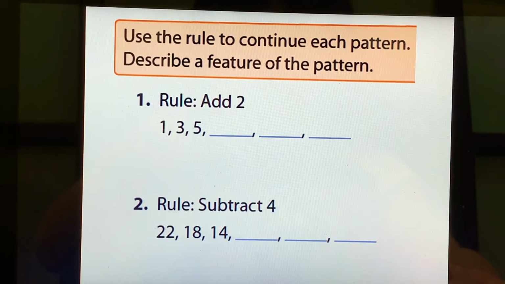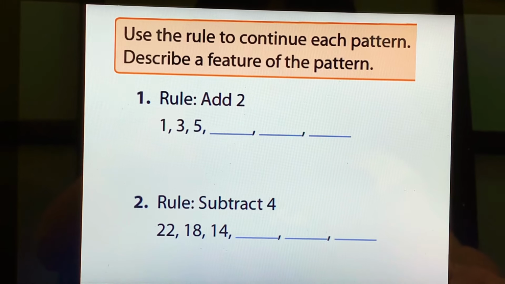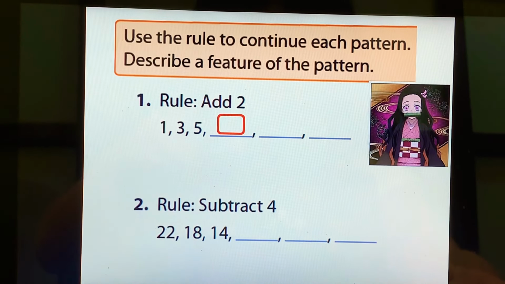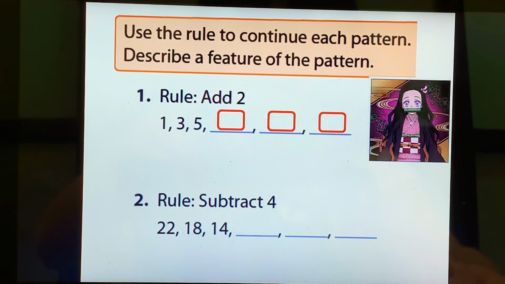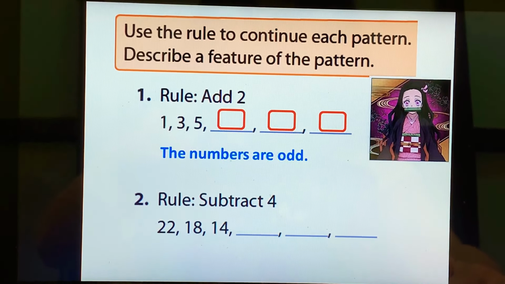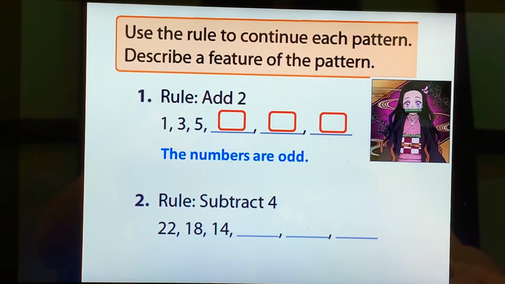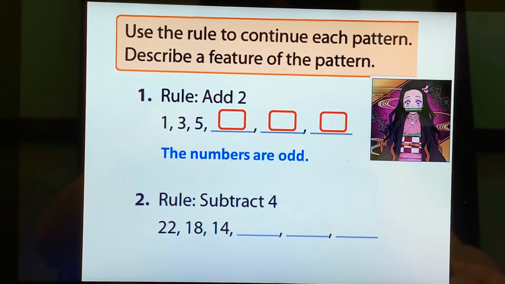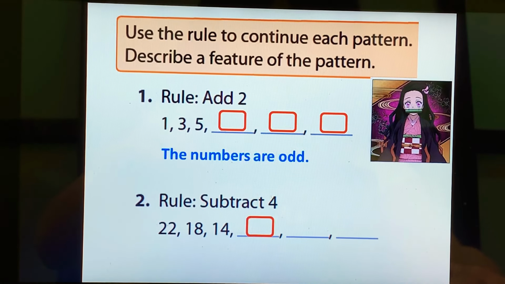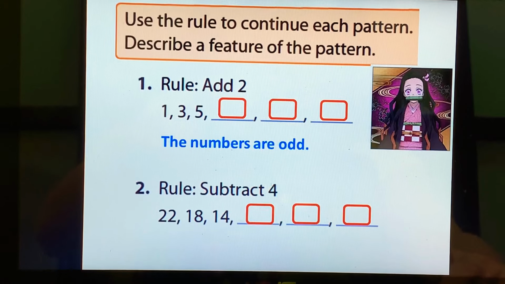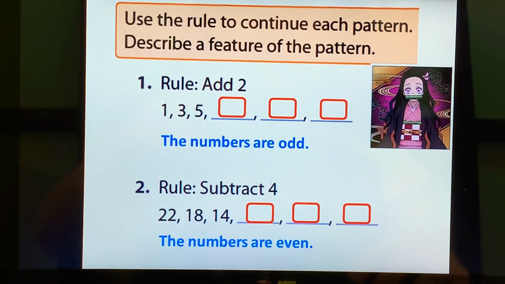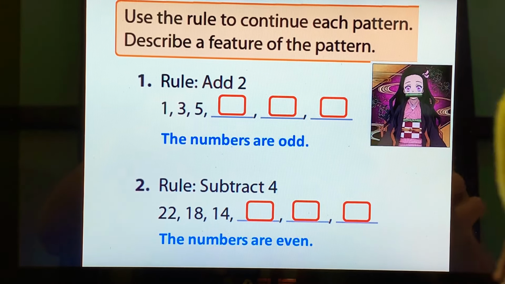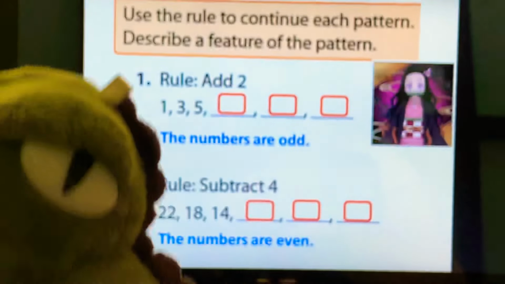Use a rule to continue each pattern and describe a feature of the pattern. Rule, add 2. Write the next 3 numbers. One of the features that the pattern has is the numbers are odd. Rule, subtract 4. What are the next 3 numbers using the rule? One feature the pattern has is the numbers are even. Let's move on.